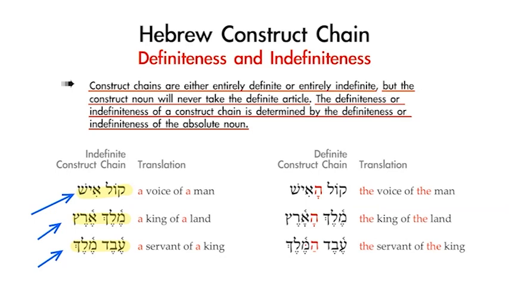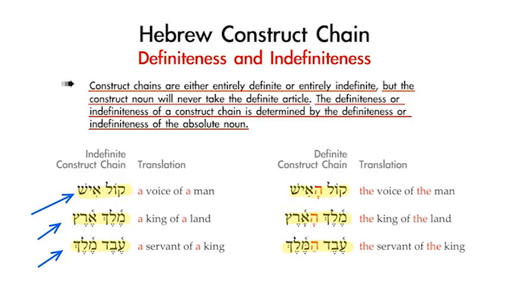Now let's look at the examples on the right. Here we have three definite construct chains, and they're very similar to the construct chains on the left that are indefinite. The only difference is the addition of the definite article to the absolute noun. Kol ha-ish, Melech ha-aretz, Eved Hamelech. You'll observe in these translations that the entire construct chain is translated definitely: the voice of the man, the king of the land, or the servant of the king.